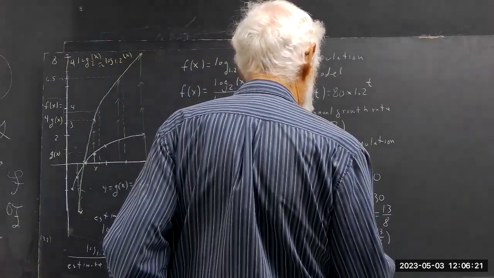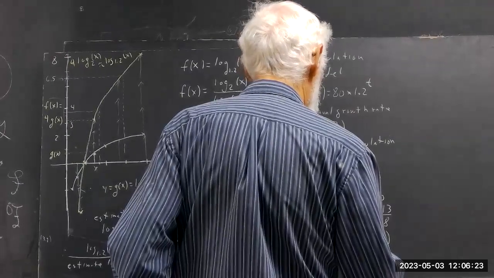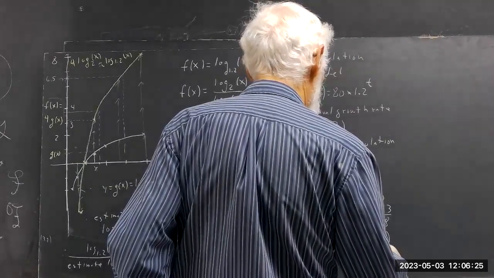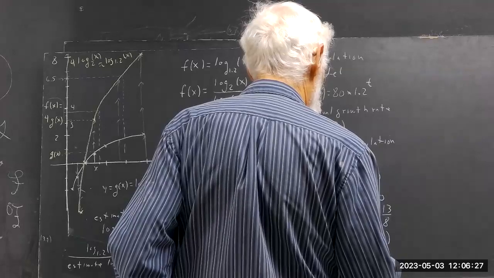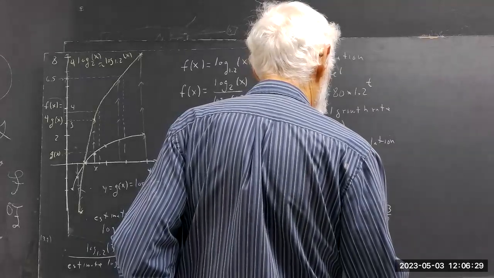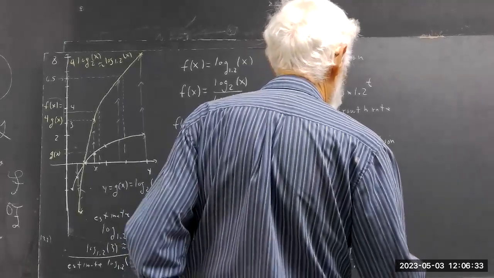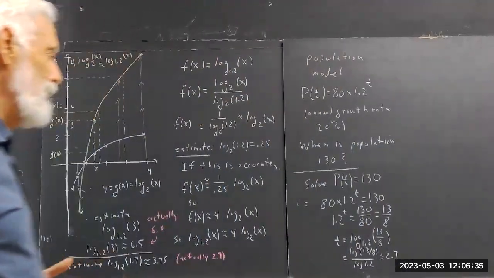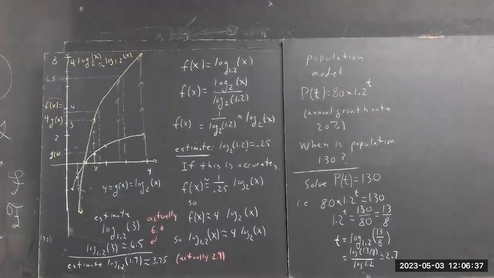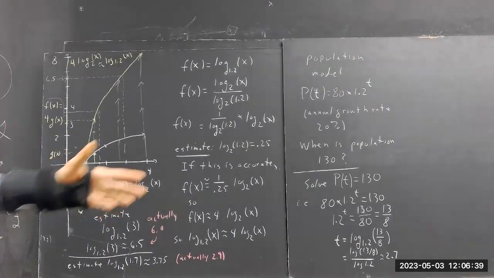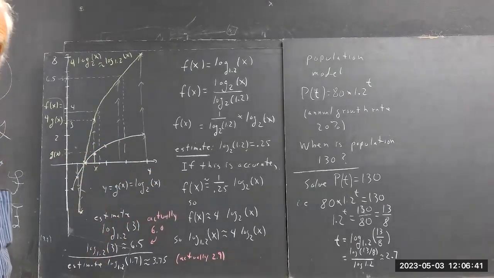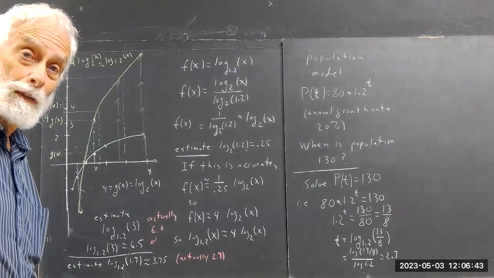Well, seriously, this is a log: the log of 13/8 over the log of 1.2, which is about 2.7. Okay. Now let's see what we would have gotten if we'd have estimated that using the graph.